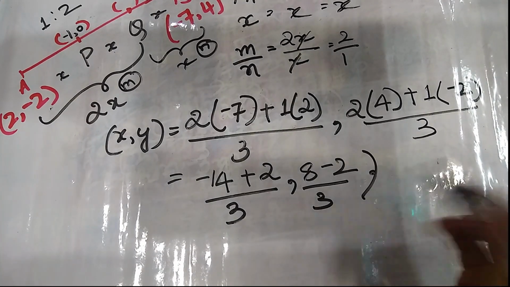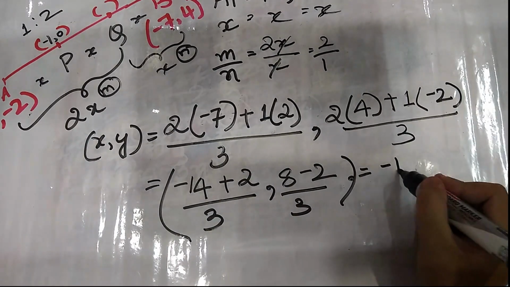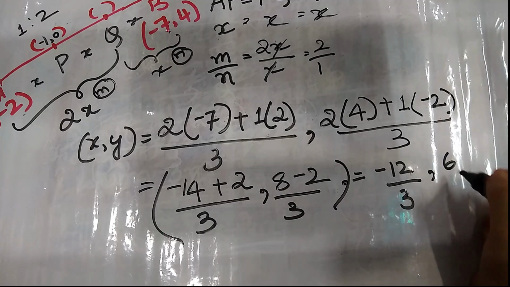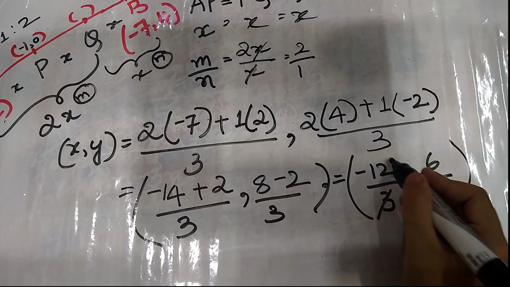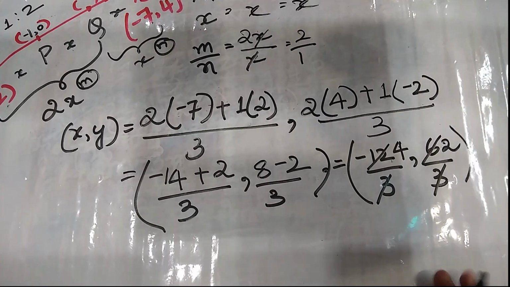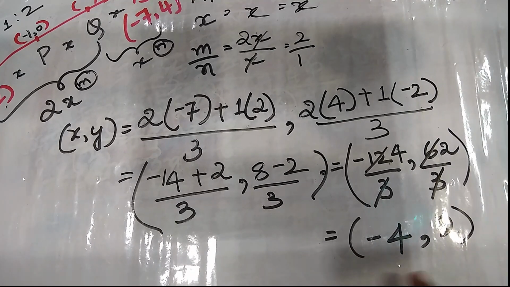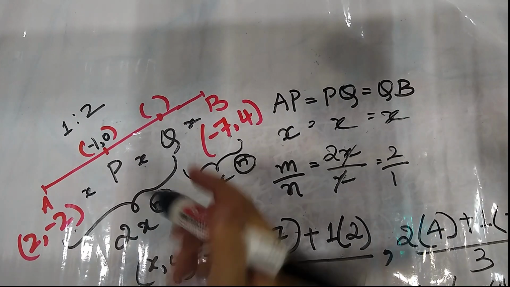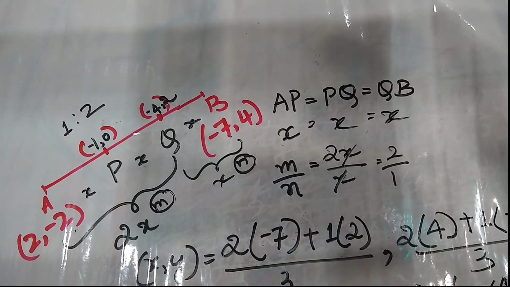Now here this is equal to minus 14 plus 2, which is minus 12, divided by 3. 8 minus 2 is 6, divided by 3. Now dividing it, 3 4s are 12, and 3 2s are 6. So the answer that you get here is minus 4 comma 2. This is the coordinate for Q. Let us go back and place that. Q has the coordinate minus 4 comma 2.